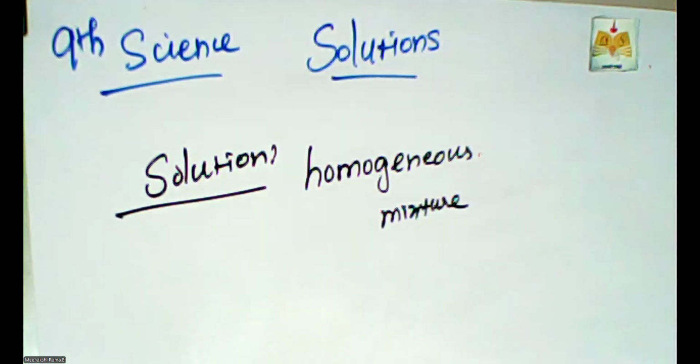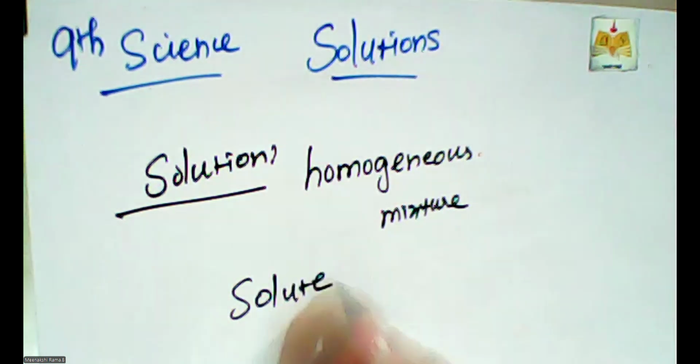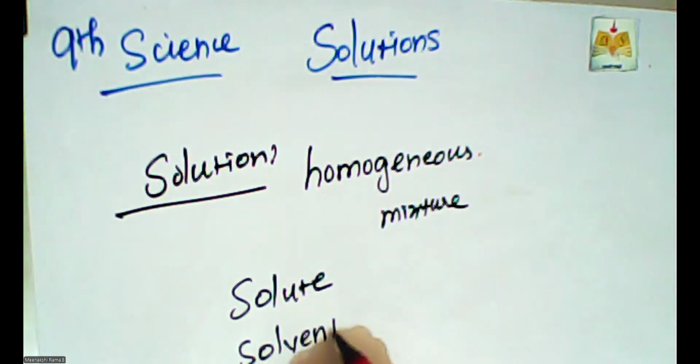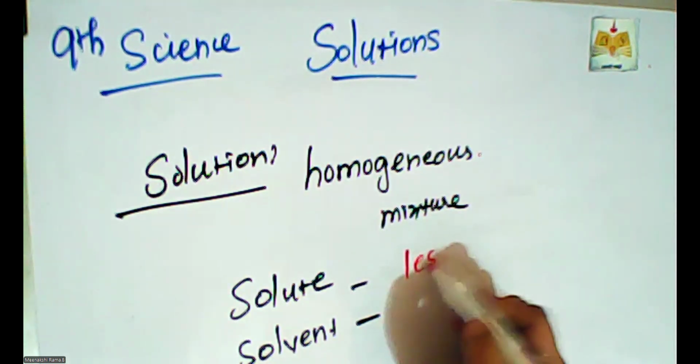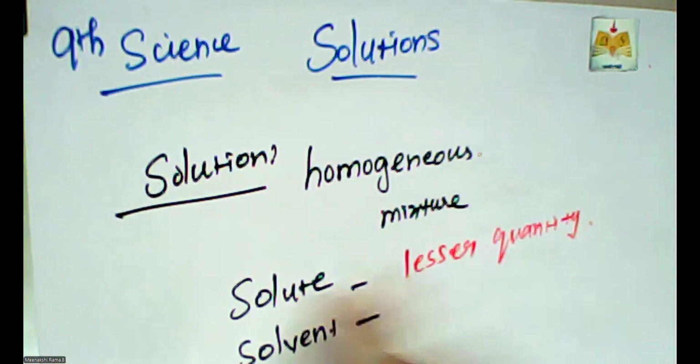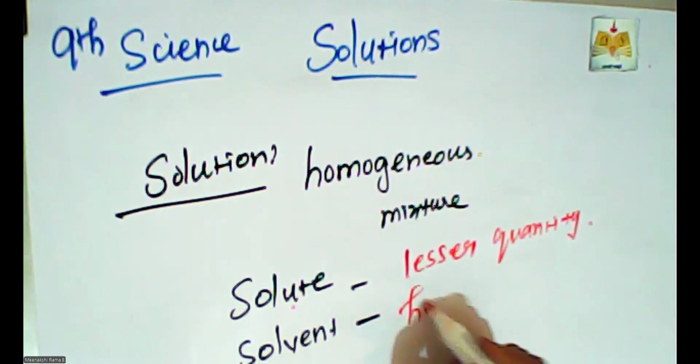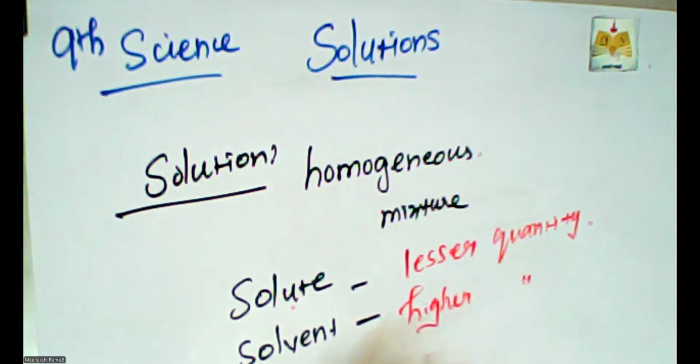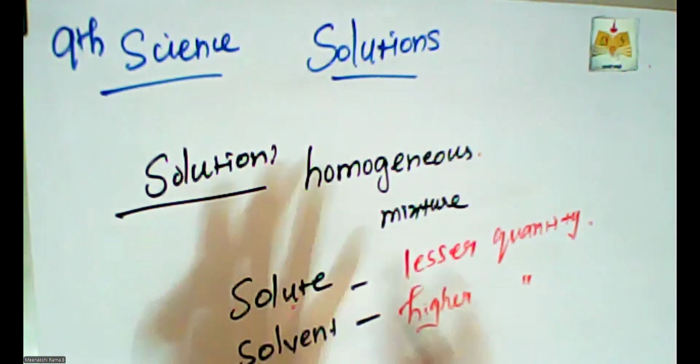So in a solution, there are two kinds of components. One is solute and the other one is solvent. The lesser quantity component is called solute, and the higher quantity component is called solvent. So this is the basic detail about solution.